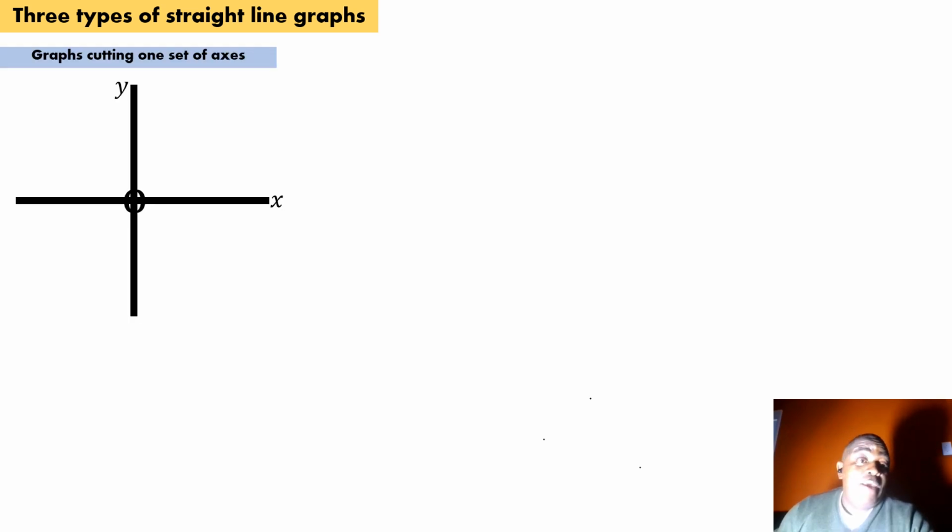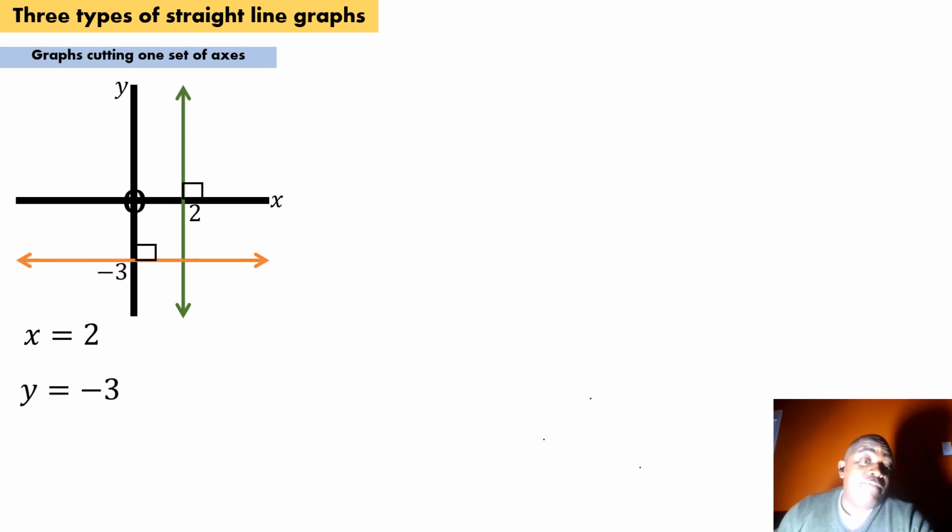There are three types of straight line graphs. You've got straight line graphs that cut one set of axes, and that will either be the x-axis or the y-axis. For instance, if it says x is equal to 2, we know it cuts the x-axis at 2. If it says y is equal to -3, we know that graph cuts the y-axis at -3.